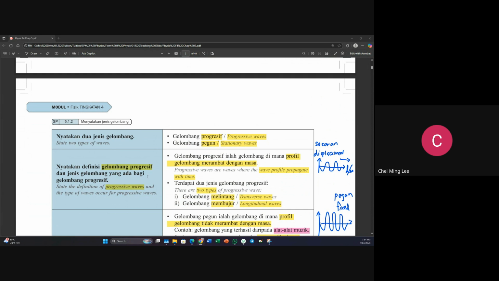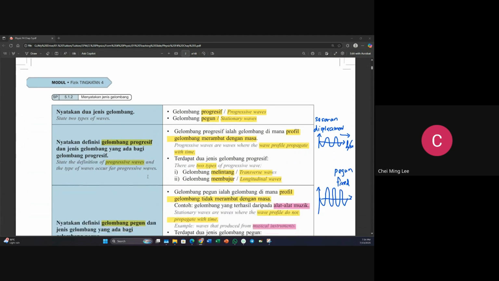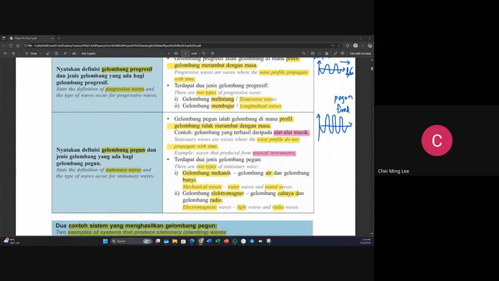All right, now let's see the next one, stationary wave. Stationary waves are those waves whose wave profile does not propagate with time. Normally, the waves from a musical instrument are stationary waves. Then there are two types of them. We have mechanical waves, like water wave and sound wave.